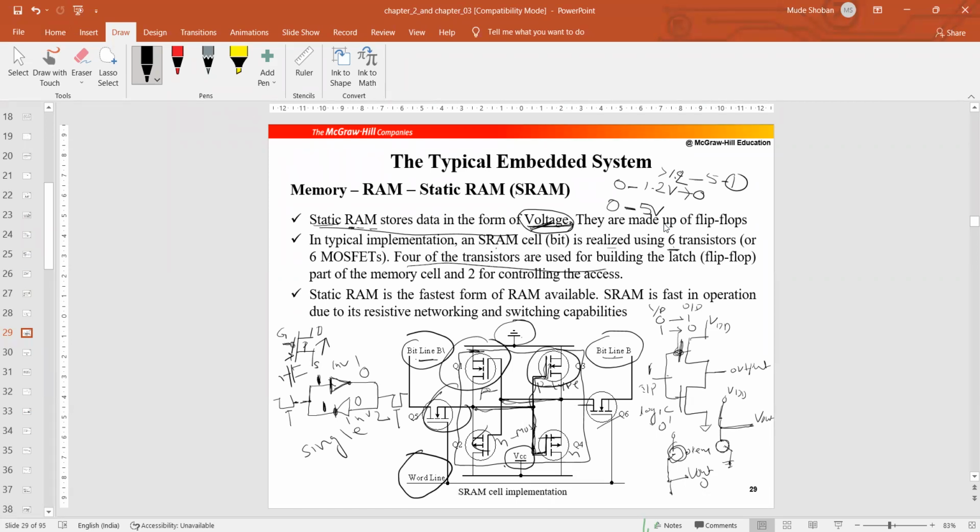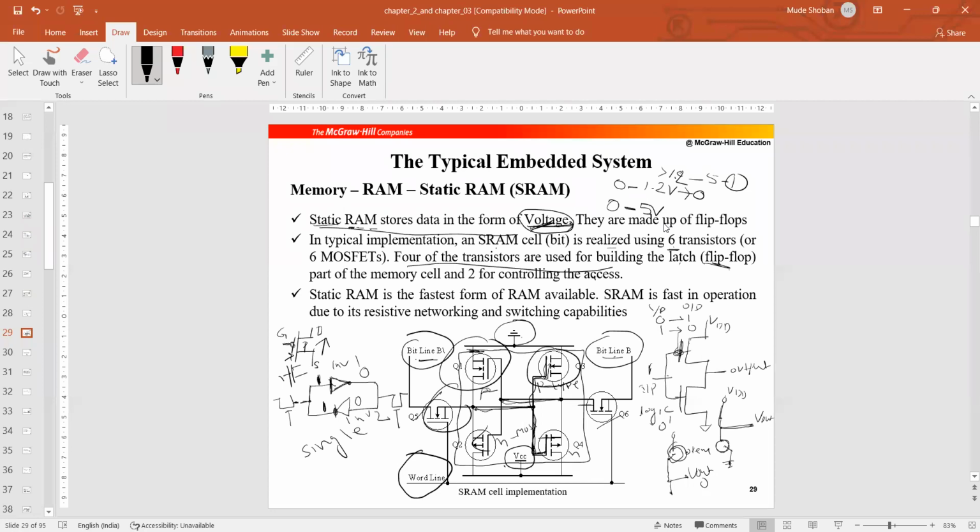4 of the transistors are used for building the latch. Latch means flip-flop, right? A flip-flop, you know, can store 1 bit at a time, as part of the memory cell, and 2 are controlling the access. So 2 will be controlling the access.